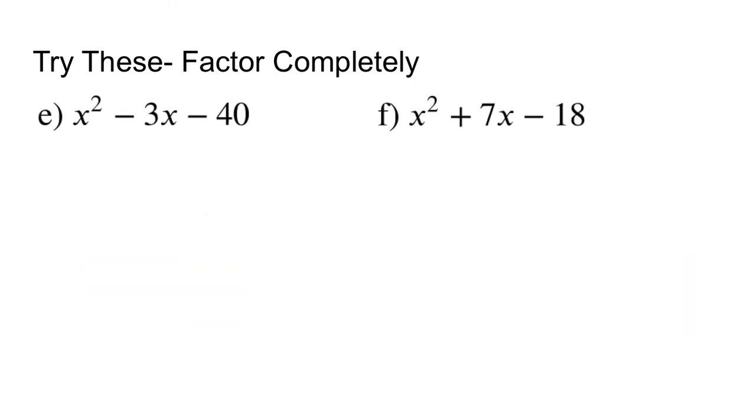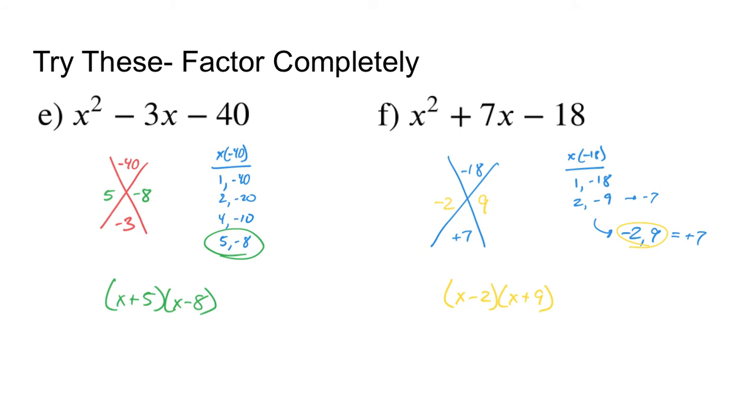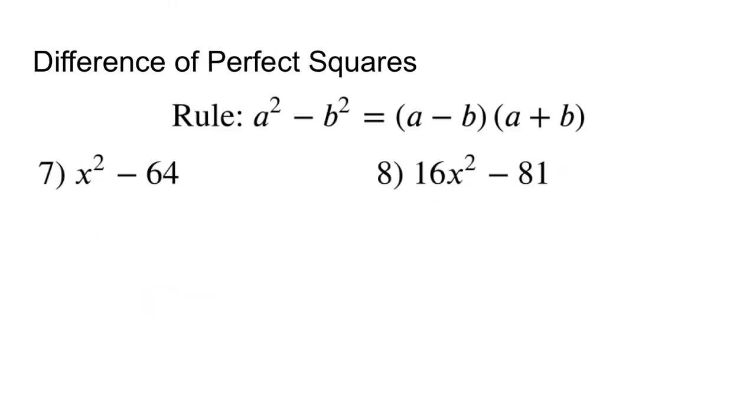Now for E and F. Here is the work for E. You'll see that the answer is x plus 5 times x minus 8. And I didn't finish my list. Once I found my answer, I stopped my list. The same thing I did over here with F. Right, I got here and I said 2 times negative 9 gives me negative 18, but when I add those together, I got negative 7. I knew I needed positive 7. So if I made it negative 2 times positive 9, that still gives me negative 18, but the sum here is positive 7. And I didn't bother finishing my list because once I find my answer, I can be done the problem. Moving on.